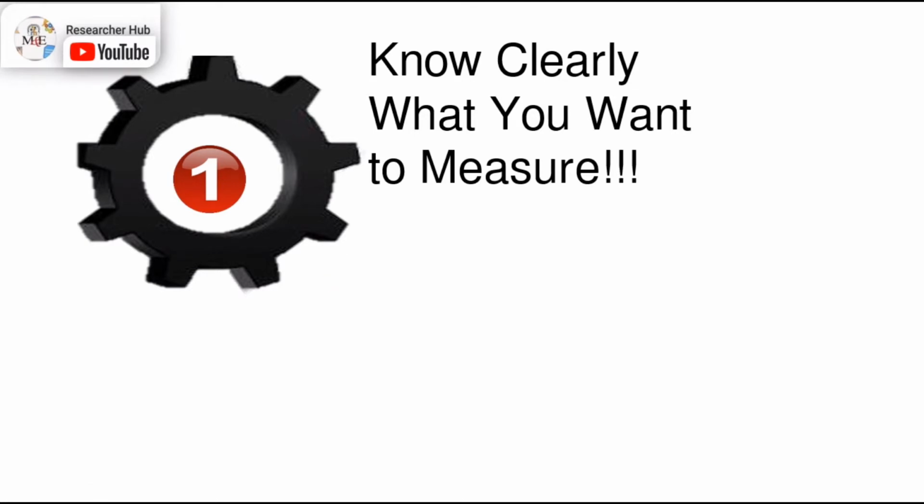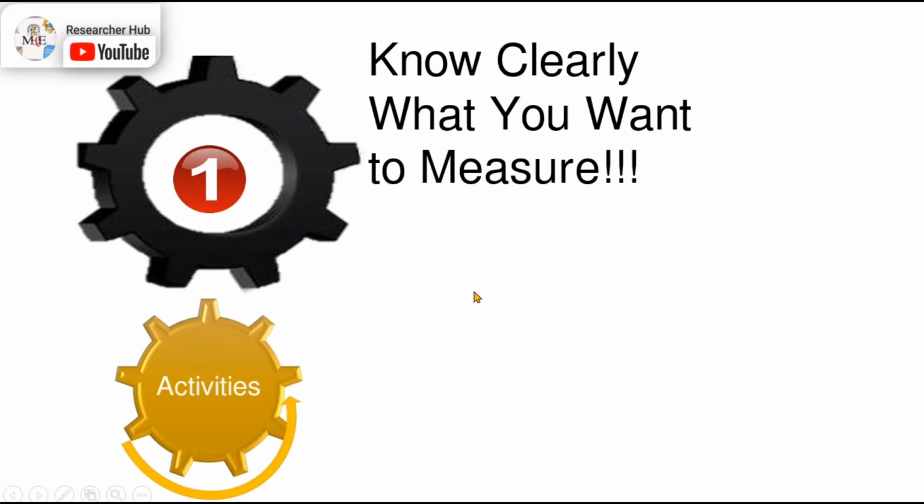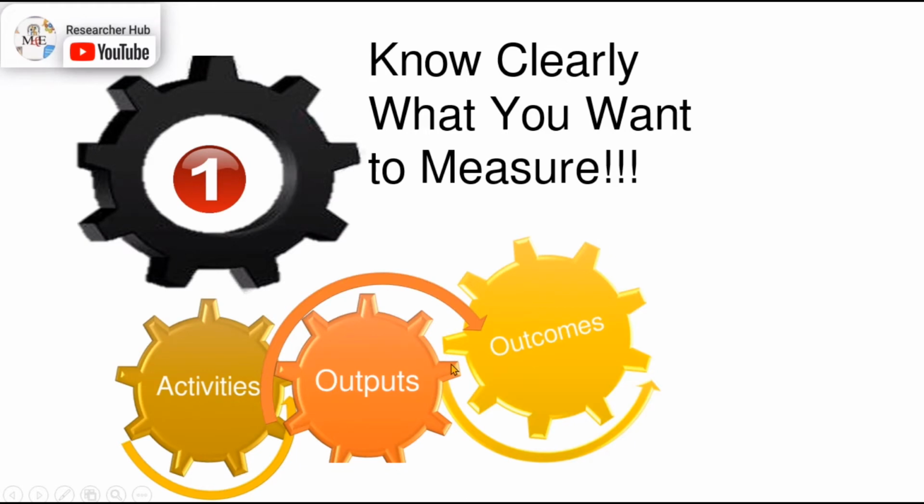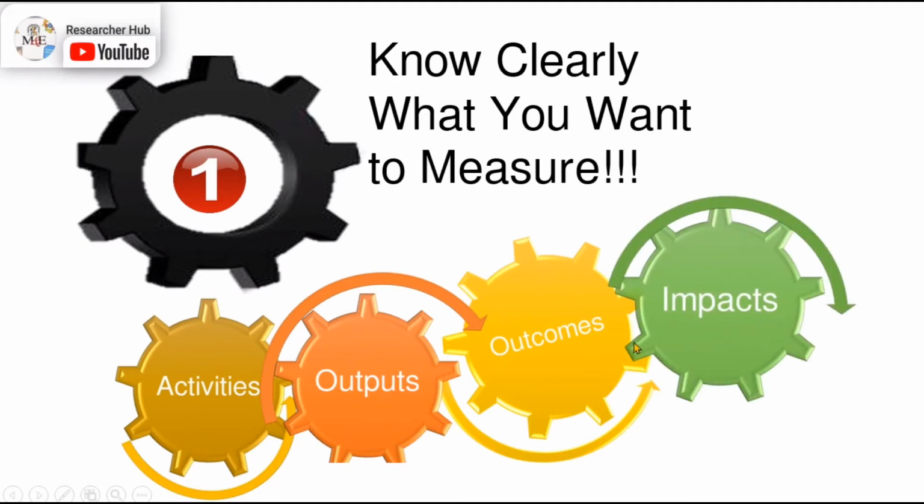By saying this, it means that you need to know your outputs, because we just discussed earlier that we have indicators for activities and outputs. You might need to create some indicators for them. Therefore, you need to know them very well as well. You need to know your outcomes: what type of change you would like to see from your project. You need to know the impacts: what type of impacts you would like to have from your project. If you don't know all these things, you cannot develop good indicators to measure them.